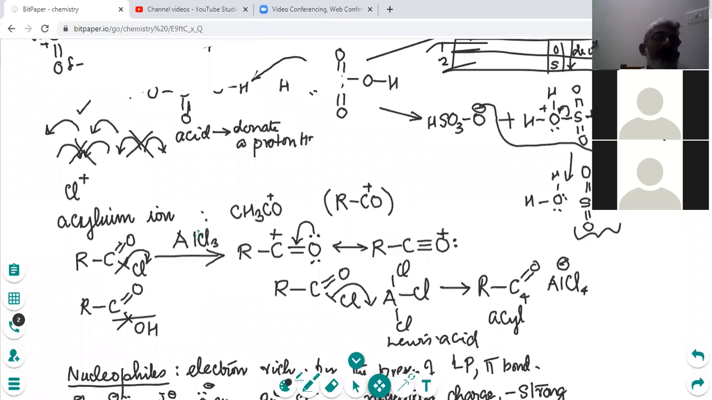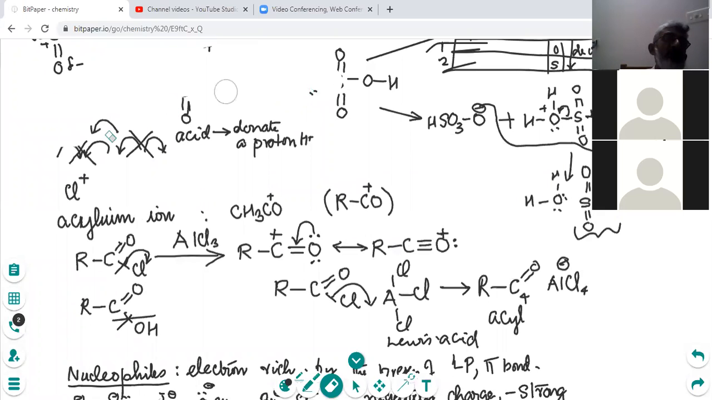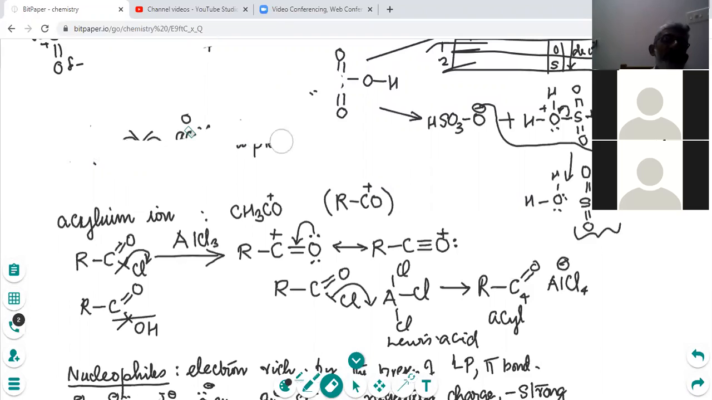The electrophile is formed in the Friedel-Crafts reactions. There are two types of Friedel-Crafts reaction. One is alkylation, the other one is acylation. Okay, in acylation, a COCH3 group is generated, CH3CO, and that is what is called an acyl group.